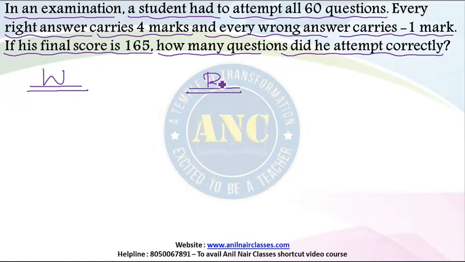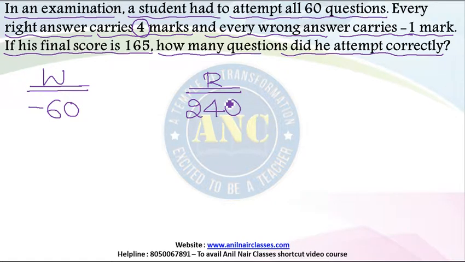Assume that all the 60 questions are wrong. For one wrong answer, it is minus 1 mark. For 60 wrong answers, it is minus 1 into 60, which is minus 60 marks. Similarly, assume that all the 60 questions are right. For one right answer, it is 4 marks. For 60 right answers, it is 60 into 4, 240 marks.